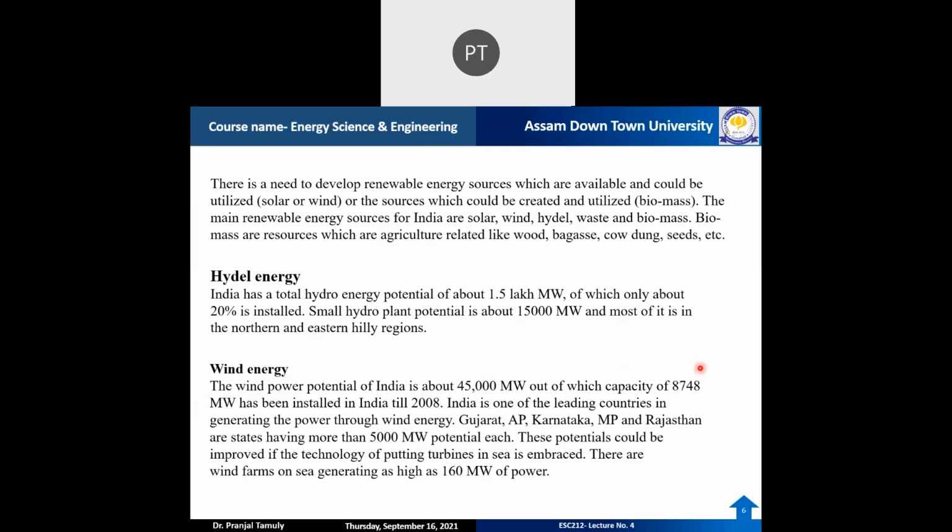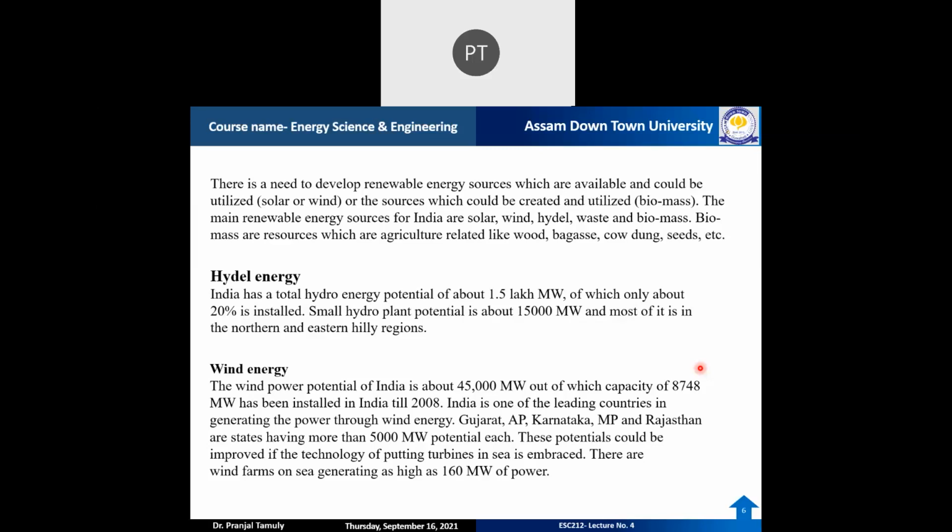India is one of the leading countries in international wind power. Gujarat, Uttar Pradesh, Karnataka, Madhya Pradesh, and Rajasthan are the states having more than 5,000 megawatt potential each. This potential could be improved if the technology of putting turbines in the sea is used. There are wind farms at sea generating as high as 160 megawatt of power.